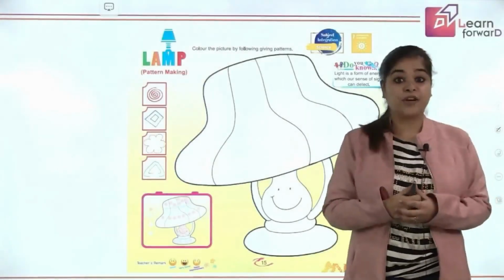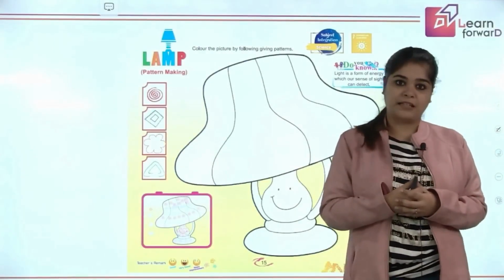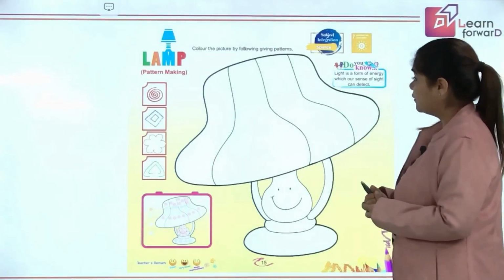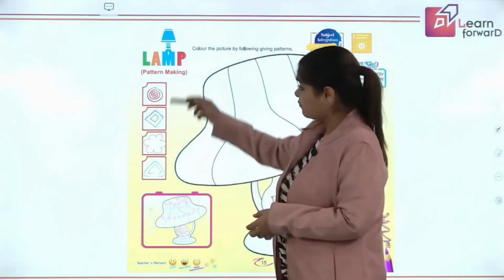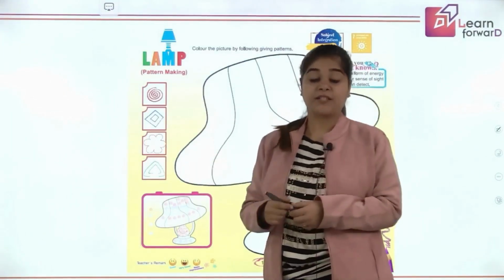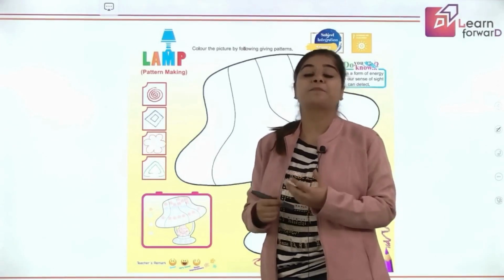Today's class, we are going to do repeating patterns with the help of this beautiful lampshade. Number one, we have 4 patterns, 4 motifs given to us, which we are going to continue as patterns.